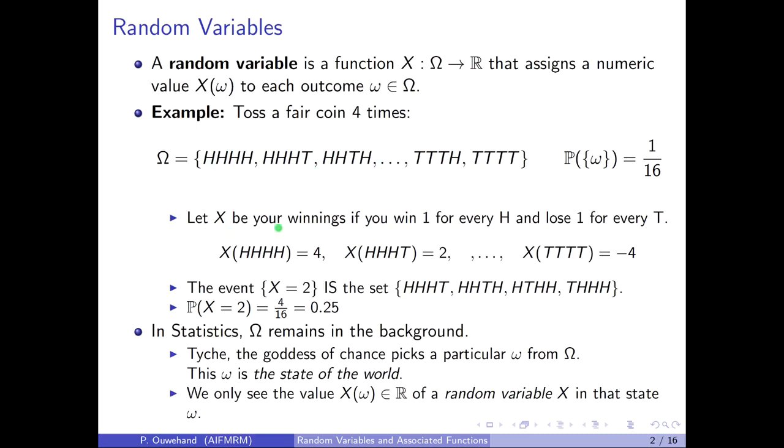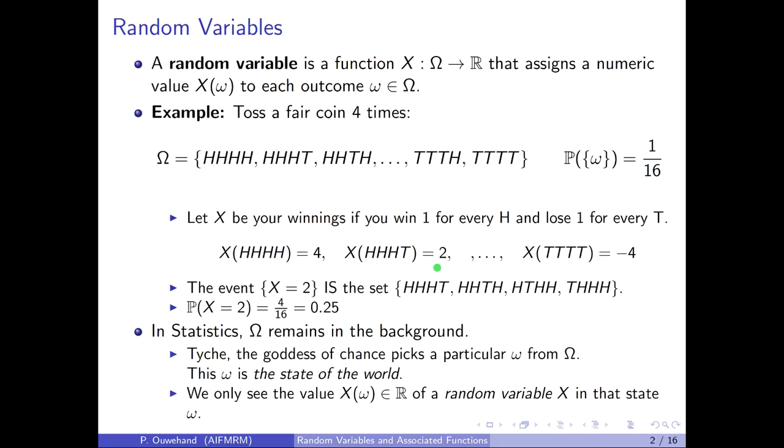Let X be your winnings if you win 1 for every heads and you lose 1 for every tails. So X on the sample point HHHH is 4 because you've won 4 times. On the other hand, X on the sample point HHHT, here you win 3 times, but you lose once, so your total winnings are 2, etc.